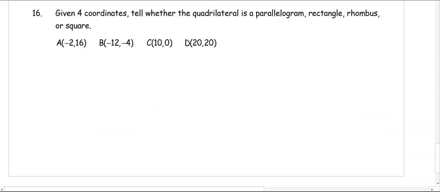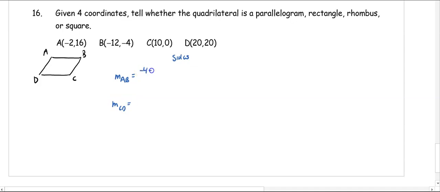Given 4 coordinates, tell whether the quadrilateral is a parallelogram, rectangle, rhombus, or square. So we have our points A, B, C, and D. So we're going to label our quadrilateral. First thing we need to do is find the 4 slopes of the sides. So I'm going to start with the top and bottom side. I'm going to find the slope of AB and CD.